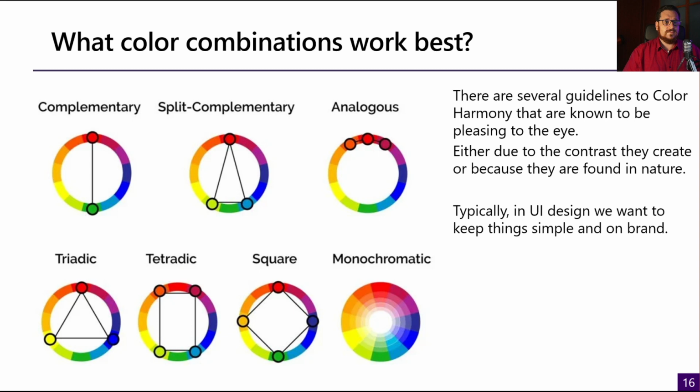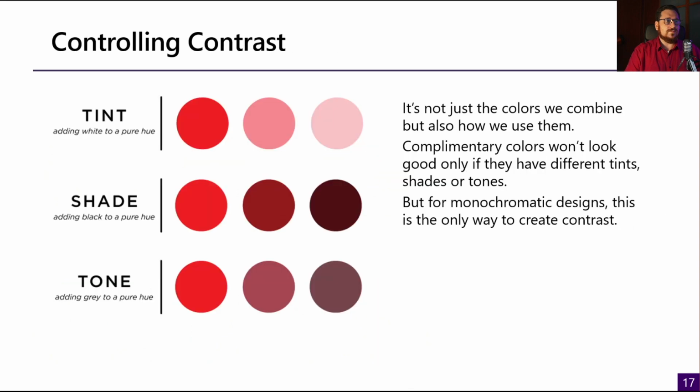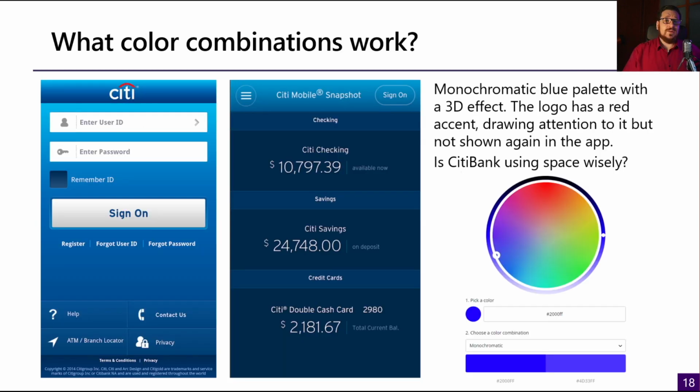On the topic, the difference between tints, shades, and tones. A tint is when you add white to a pure color, a shade is when you add black to a pure color, and a tone is when you add gray to a pure color. When we use almost any color model, whether it's complementary or analogous or tetradic or whatever else, we have to use colors of the same tint, shade, and tone, otherwise those colors would not combine well. The only exception is the monochromatic model, where tint, shade, and tone are the only ways to differentiate between the colors. Let's look at the example of the Citibank app.